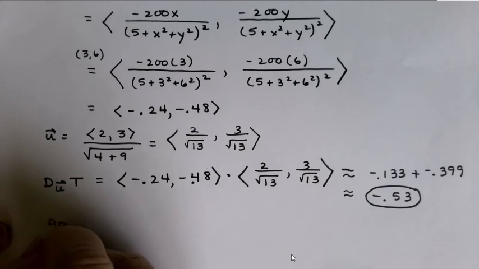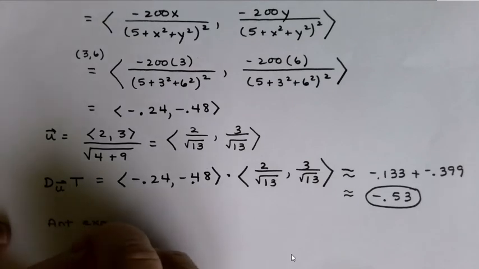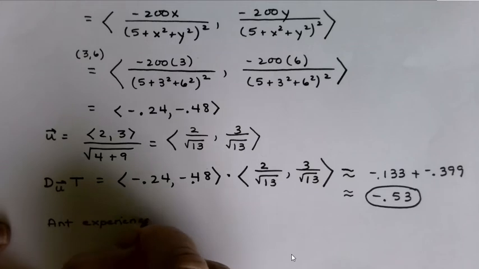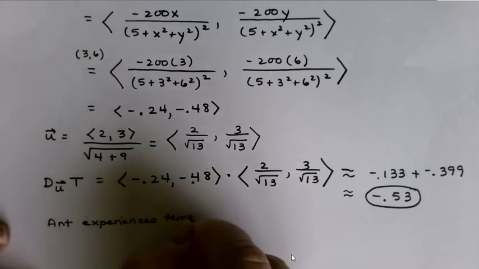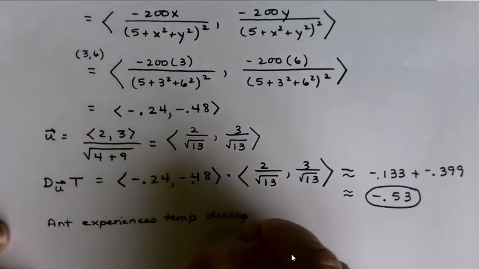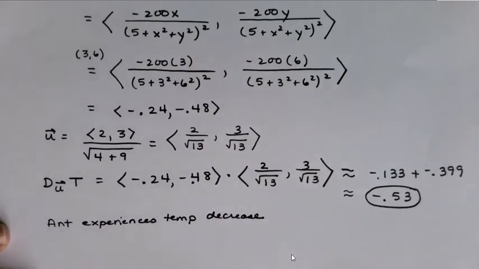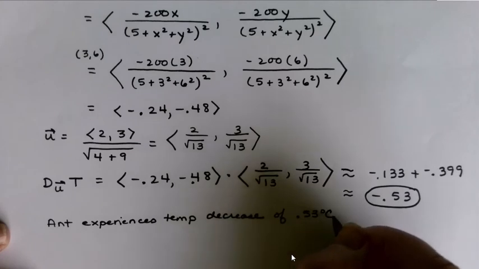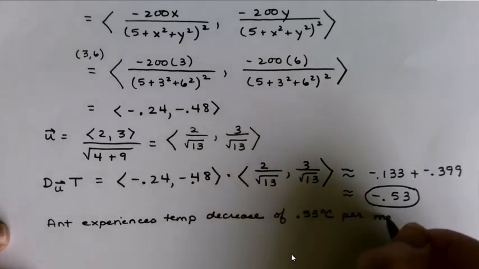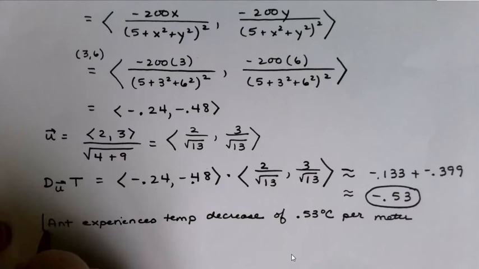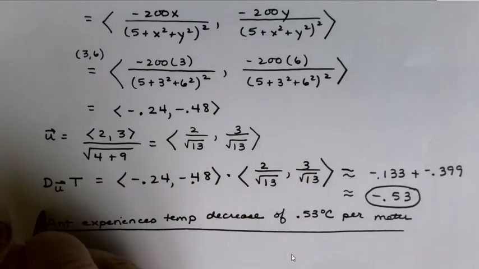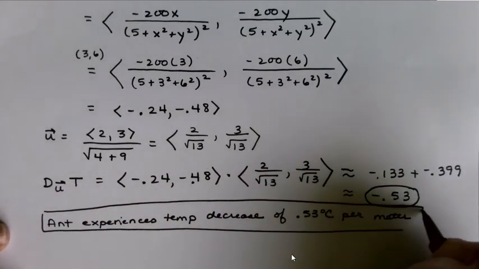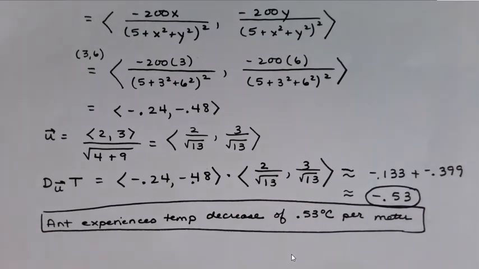So, again, the ant experiences a temperature decrease, since we got a negative directional derivative, of 0.53 degrees Celsius per meter that it travels. Now again, remember this is an instantaneous rate of change, just like all derivatives are. So as soon as it moves a little bit, the rate of change of temperature will also change.